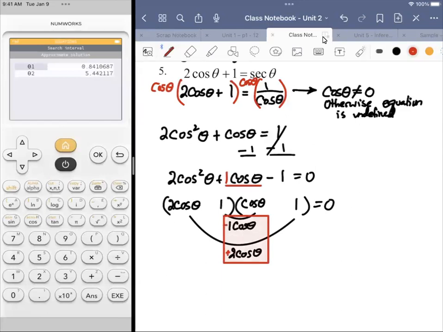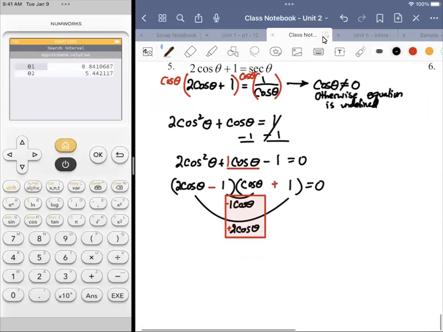The product of 2 will be positive if this number is positive. The product of 1 cosine theta is negative, so if we want that to be negative, this has to be negative. So 2 cosine theta minus 1 equals 0, and cosine theta plus 1 is equal to 0. Solve these two. They're trigonometric equations in a linear form. Form, F-O-R-M, form. Second word of the day, form. Like trigonometric form or linear form.